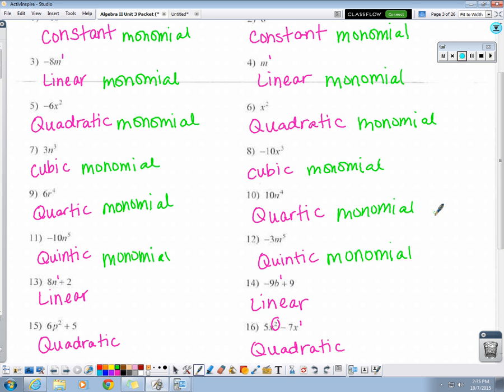Okay, and do you see the difference between all of those and 13? 13, you have an 8n plus 2. That plus is separating two different terms. 8n is one term, 2 is another term. So what do you think we call it when there's two terms? Binomial. Okay, because bi means two. Kind of like a bicycle has two wheels.